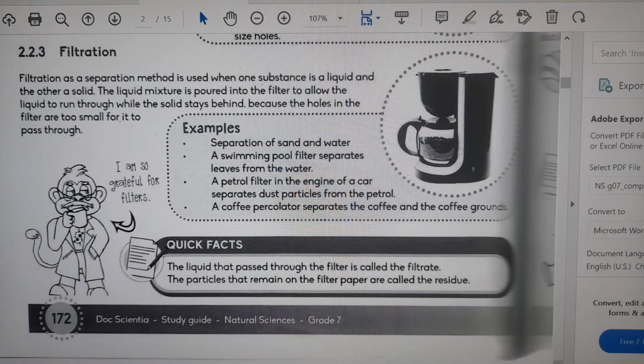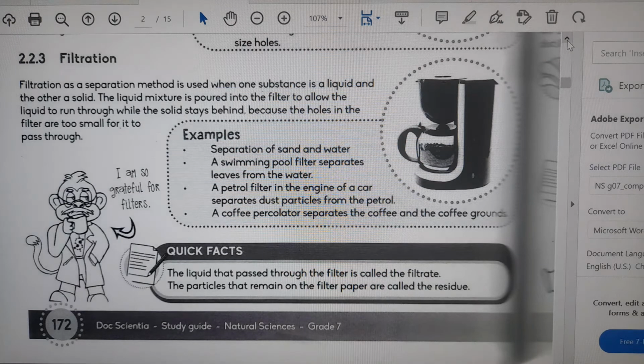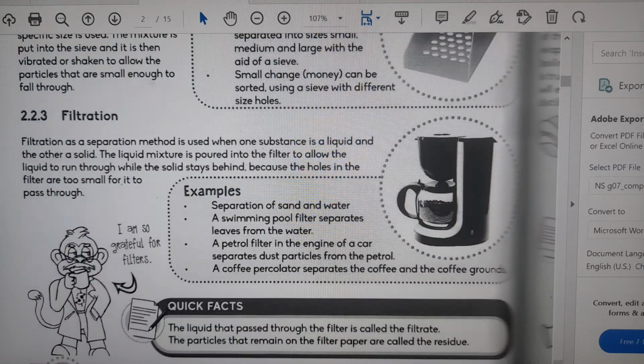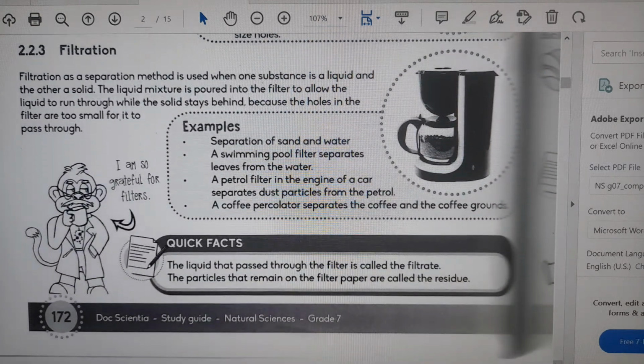I didn't know that you can separate coins by a sieve. So with a sieve, if you've got different sizes of particles, you can use a sieve. And if you've got big particles, you can use hand sorting.